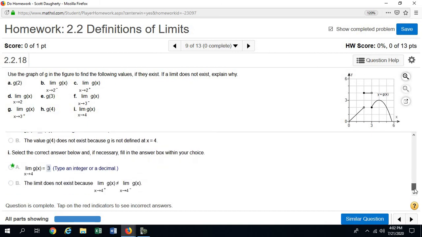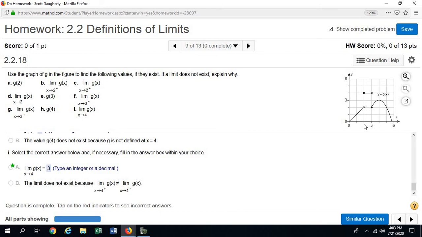And then the last one is we're supposed to find the limit as x approaches 4. And this is a two-sided limit because it doesn't have a superscript. So x equals 4 is right here, and we're supposed to approach it from both sides and see what we get from both sides. If it's the same number, then that's the limit. If the numbers are different, then it does not exist.